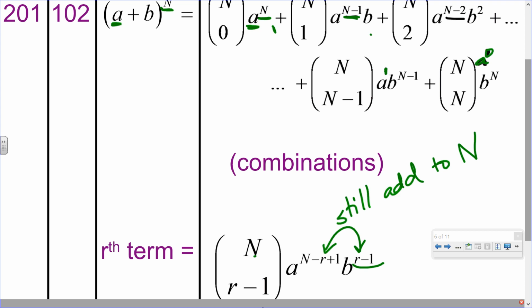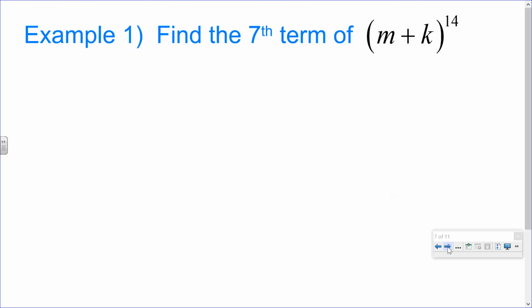And again, the top number in the combinations is always going to be n, whatever the power is that we are raising the entire binomial to. The bottom term is going to be the same as the exponent on that last variable or that last term of the original binomial, as we will see in some examples. So let's try a couple of examples here so you can see how this works.